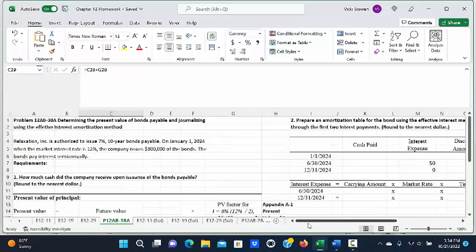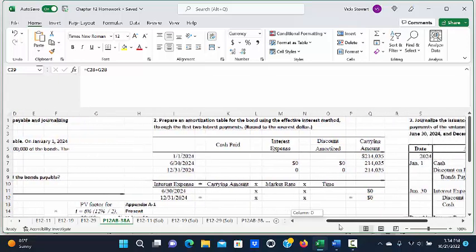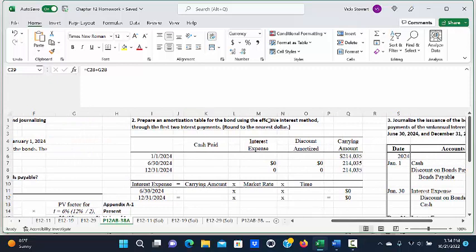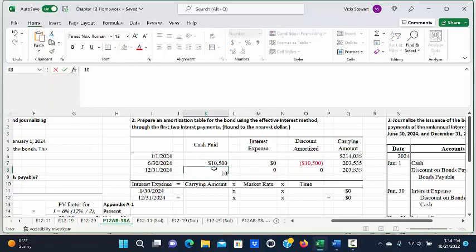Now, in the second part of the problem, it asks us to prepare an amortization table for the bonds using the effective interest method through the first two interest payments and round to the nearest dollar. So when the bonds are sold, the carrying amount of the bonds is $214,035, the amount that we received when they were issued. We've already calculated our semi-annual interest payments to be $10,500. That is the amount of cash that the bondholders will receive semi-annually at the 7% stated rate.